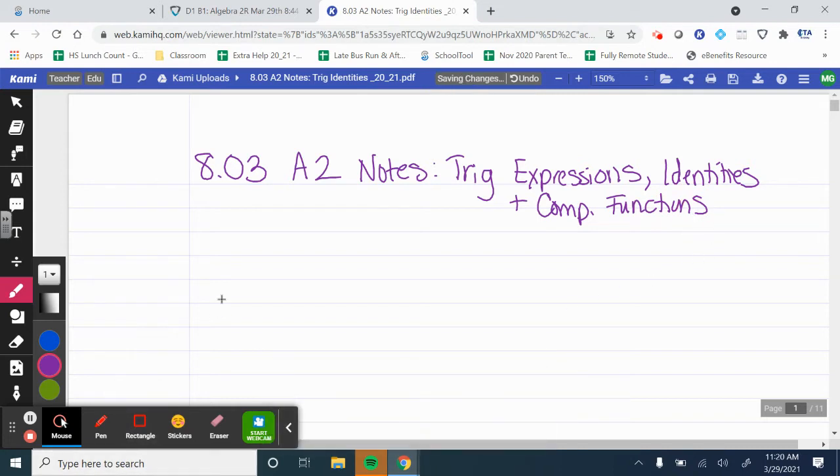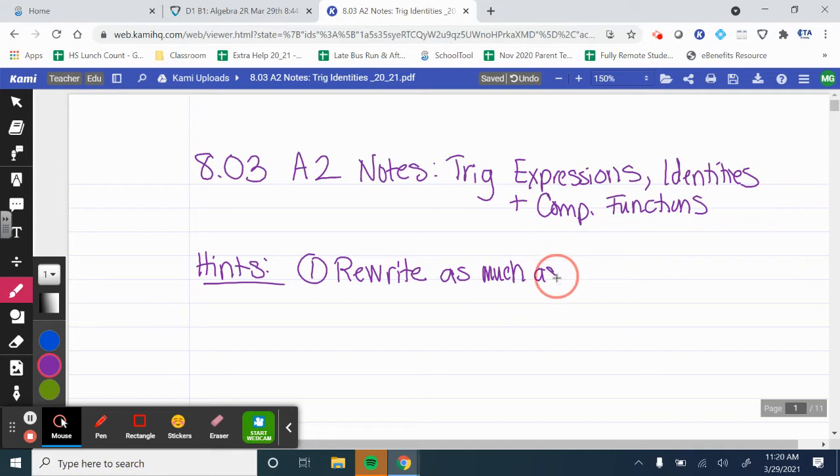All right, so what we're going to do is start by simplifying trig expressions. A couple hints to start these off with. Number one, always try to rewrite as much as you can in terms of sine and cosine. Another hint is looking to substitute your Pythagorean identity.